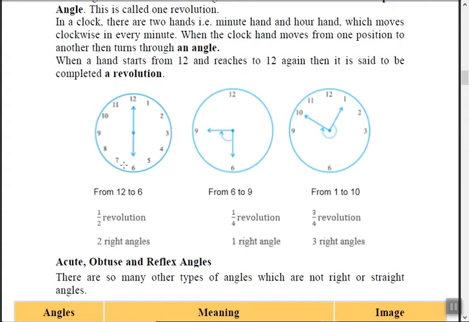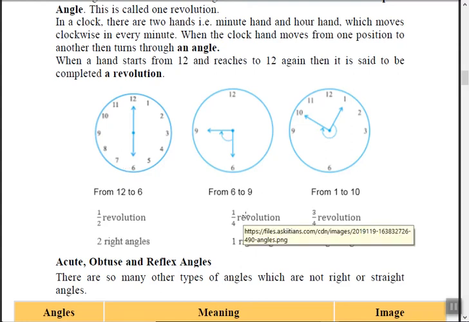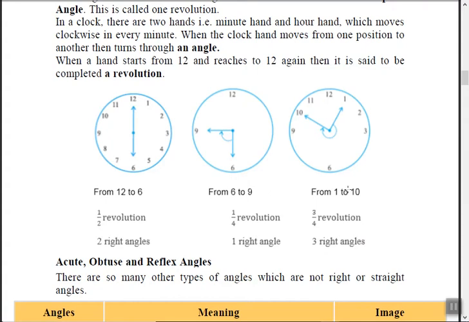So the hour hand between 12 to 6 will make how many revolutions? Half revolution, right? Between 6 to 9, it will make 1/4 revolution. Between 1 to 10, it will make 3/4 revolution. And how many right angles will the minute hand and hour hand form between 12 to 6? Two right angles. Between 6 to 9, it will form one right angle. Between 1 to 10, it will form three right angles.